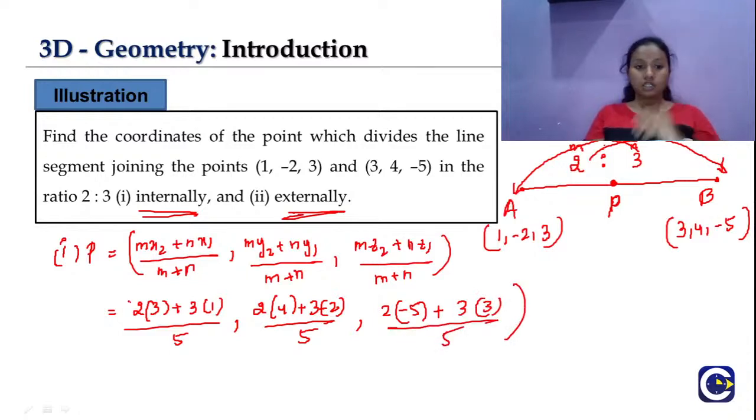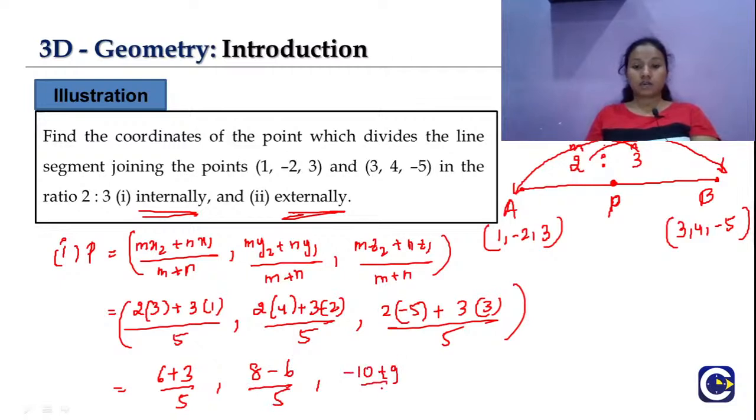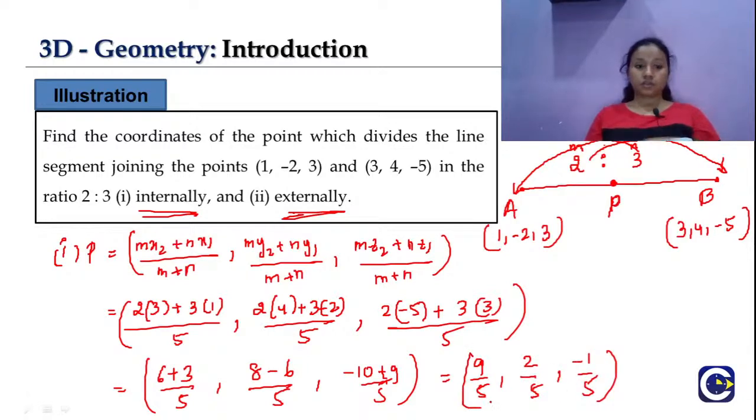So let's simplify it. 6 plus 3 by 5, comma, 8 minus 6 by 5, comma, minus 10 plus 9 by 5. So 6 plus 3, 9 by 5 here, and then 2 by 5, and minus 1 by 5. So the coordinates of P when it divides internally is given to be 9 by 5, comma 2 by 5, comma minus 1 by 5.